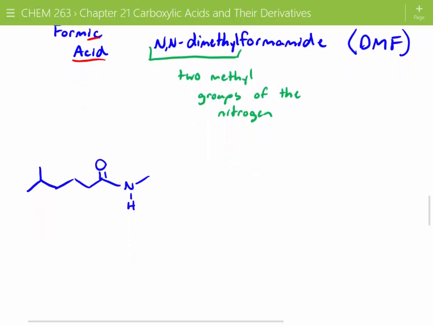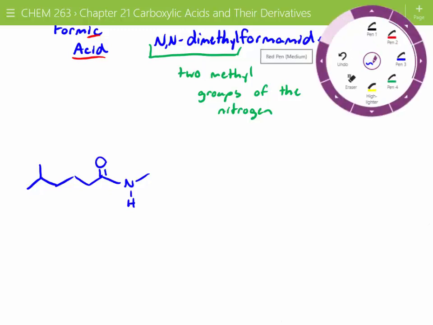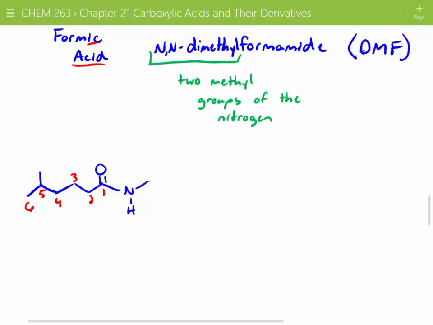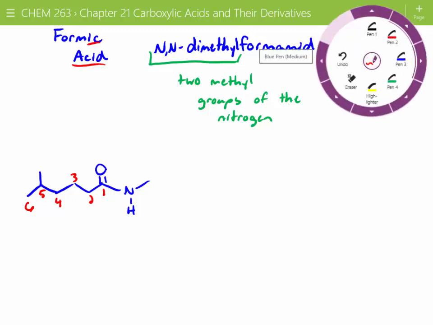So let's try to name this one. You number from the carbonyl, because that's the longest carbon chain. 1, 2, 3, 4, 5, 6. So if we think about the parent acid name, what would it be called? Yeah, specifically it'd be 5-methylhexanoic acid, right?